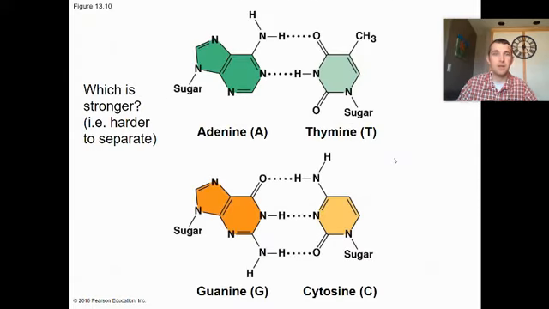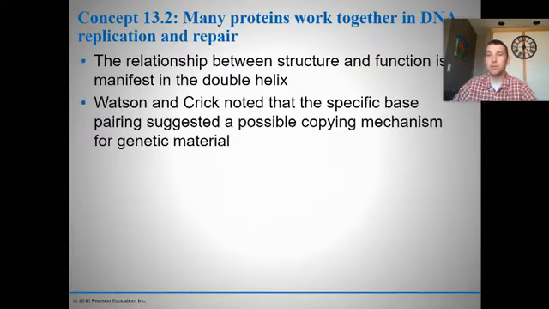Hopefully that makes sense. So which one of these is harder to separate, the one with 2 hydrogen bonds or the 3 hydrogen bonds? That's actually relevant because for genes to get accessed, we've got 2 strands of DNA, and they don't just magically get translated into protein. The DNA has to be opened up, and whichever strand has the gene on it has to get read by some machinery that we'll see in our next unit.